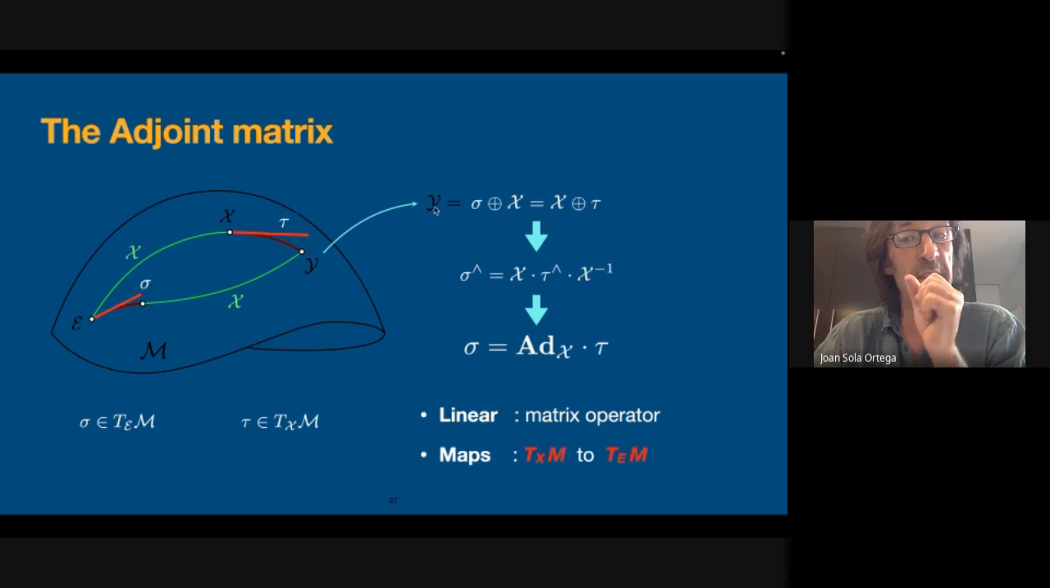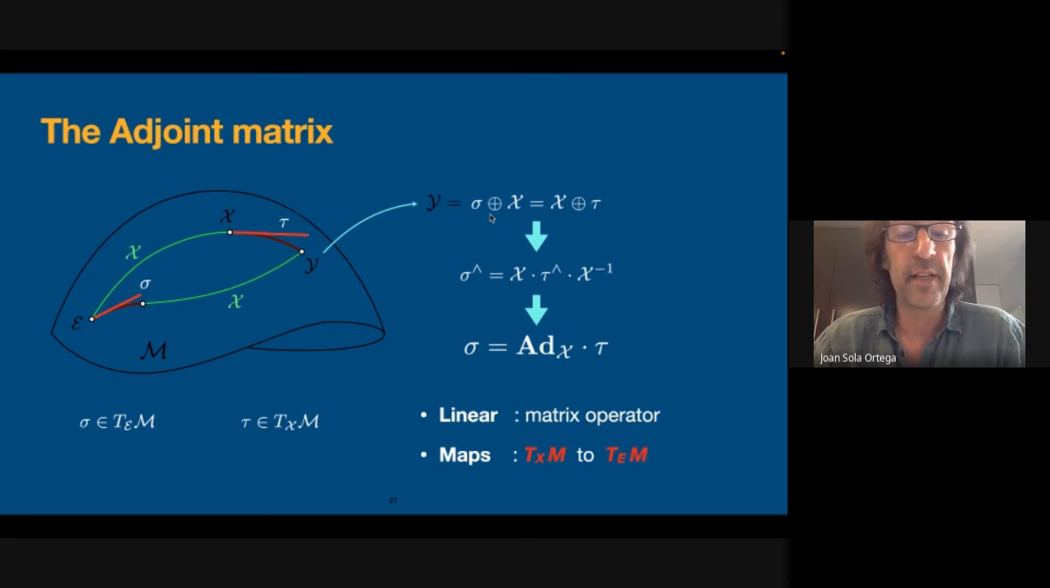Because the composition is not commutative, sigma and tau are different. Okay. If by any chance you are in a group where composition is commutative, then of course sigma and tau will be the same, because it doesn't matter if you put it on the left or on the right. If you want to get the same result, then they must be the same.